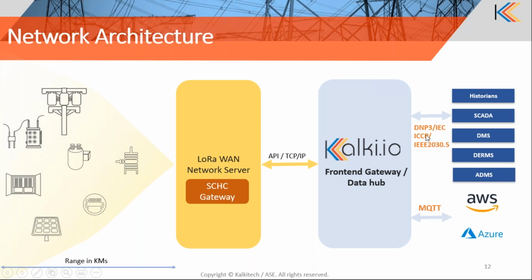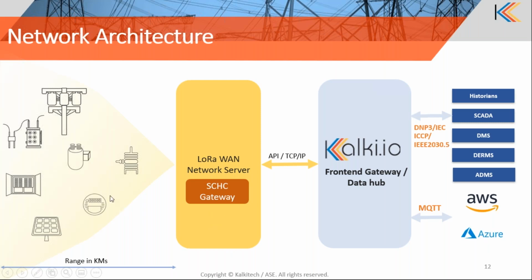OT systems use standard protocols like DNP3 or IEC 60870, or ICCP, or even IEEE 2030.5, which is the SunSpec solar standard, if you want to share it with the DER systems as well. So the Kalki front-end gateway has interfaces to connect with the LoRaWAN network server, take the data and give it out to the OT systems. If you want to interface with an IT or IoT network or systems, you can use MQTT interfaces from the front-end server and take out the data to IoT platforms like the AWS platform or Azure IoT platform.